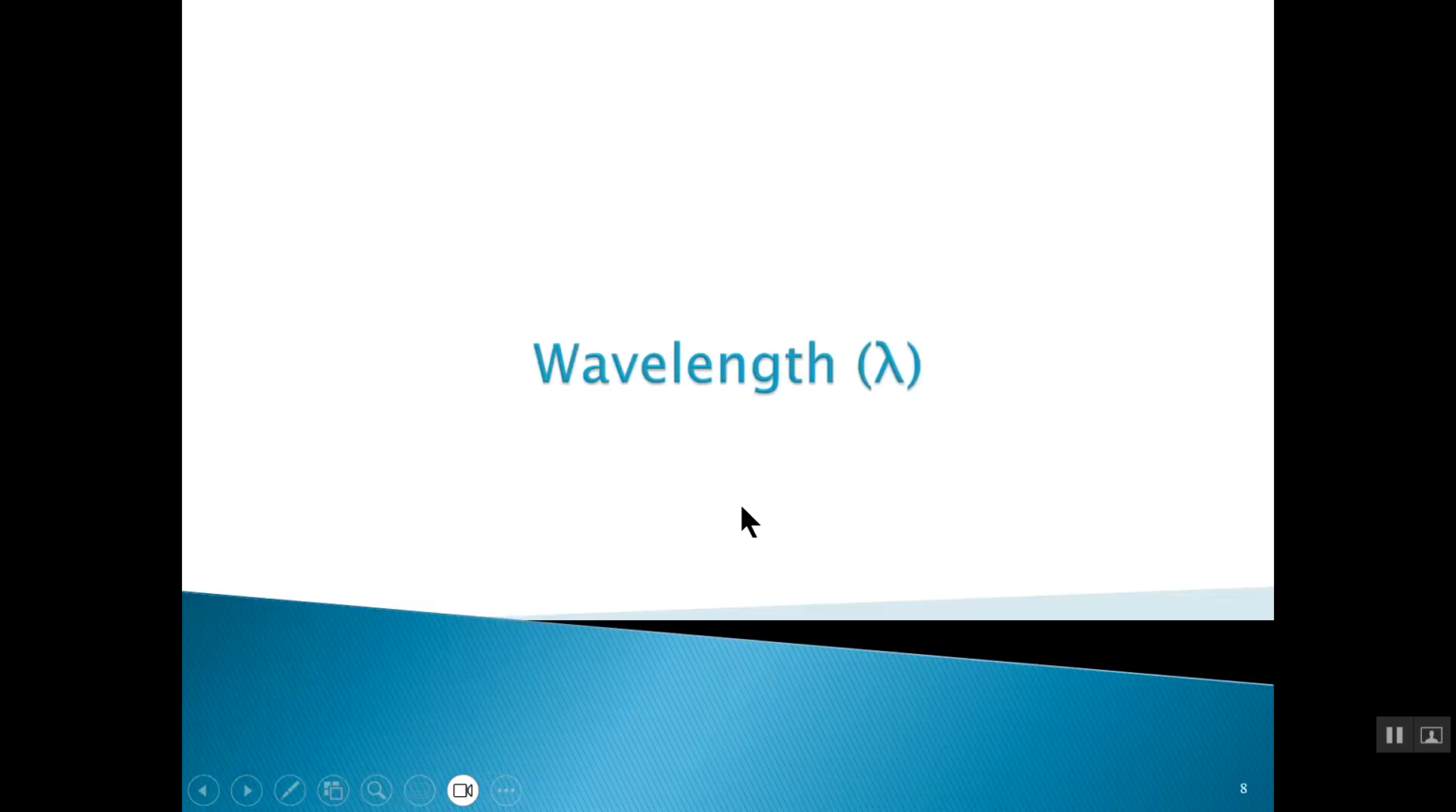So there are a couple of things that all waveforms have. The first of which we're going to discuss here is what is known as the wavelength. And you'll notice I have this symbol here.